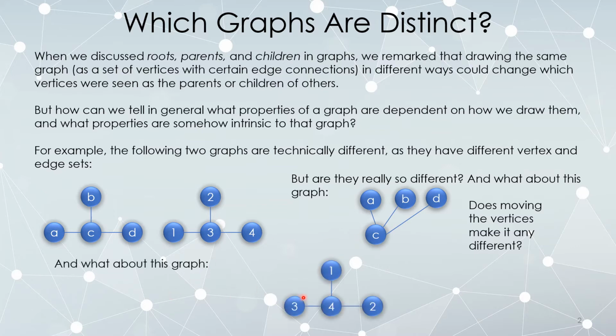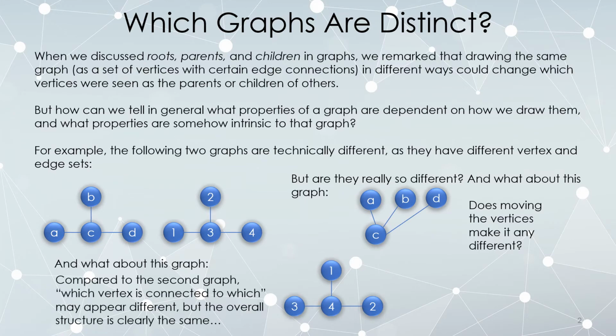What about this one here? If we compare these two graphs, visually, there's still a central vertex connected to three other ones. They have the same vertex set, 1, 2, 3, and 4, but the edge sets are definitely different. Here, for example, vertex 1 is connected to vertex 3, and here it isn't. So are these two graphs fundamentally different, or is the fact that we simply moved vertex labels around not really important?